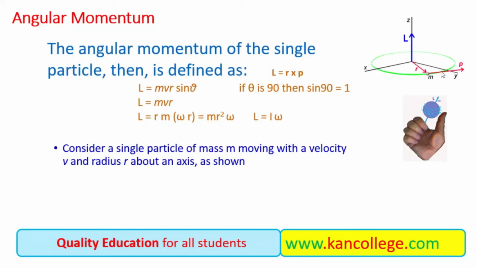For using the right hand rule, first of all, we have to join the tails of the two vectors, r and p. So, by joining the tail of the p vector with the r vector, we form a plane containing r and p, and we place the right hand on this plane in such a way that the fingers of the right hand curl from r to p.